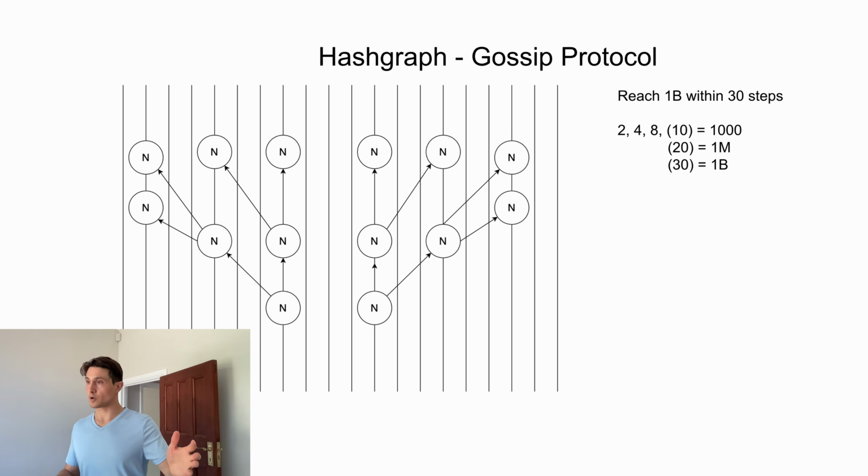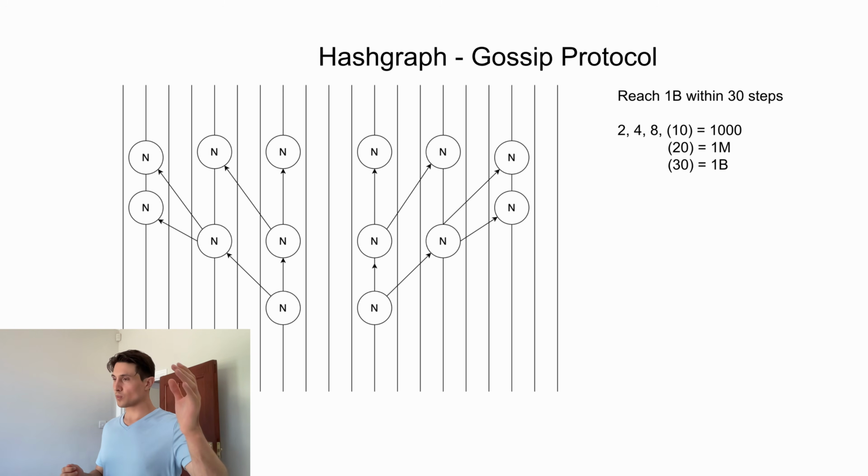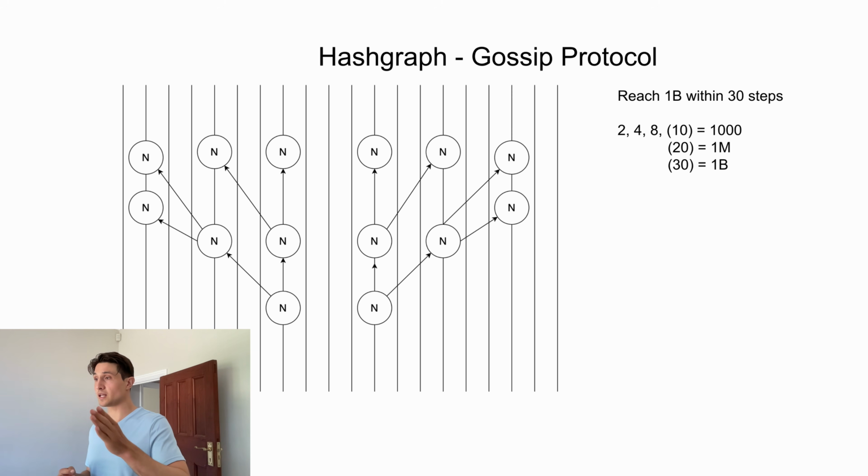So the way that this works is it's not a blockchain, it's Hashgraph. It starts with two nodes, and then each of those two nodes will tell two nodes, and before long, we've gone from 2, 4, 8, and within 10 steps, we've reached 1,000. Within 20, we've reached 1 million, and within 30 steps, we've reached 1 billion nodes.